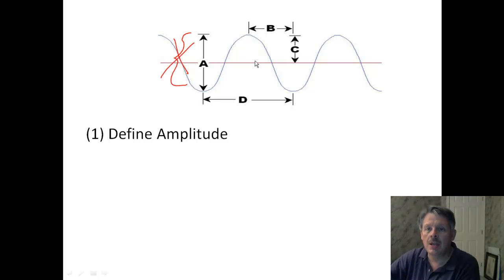The height of a wave is always from the origin to the height of a wave. So this distance right in here would be the height of a wave. Okay? That answer is C. Your amplitude is C.